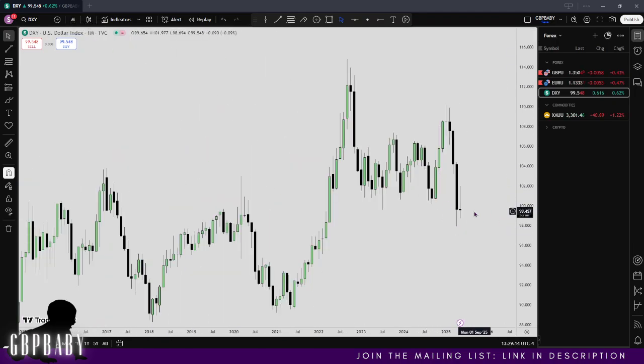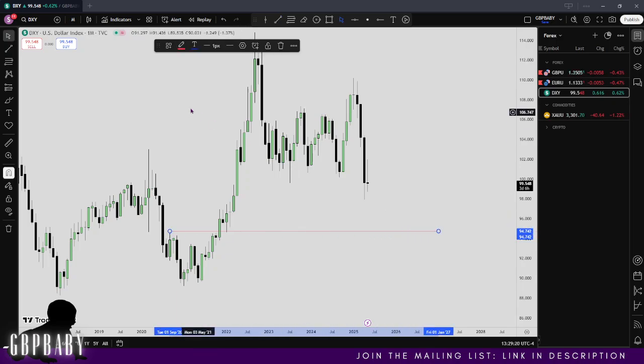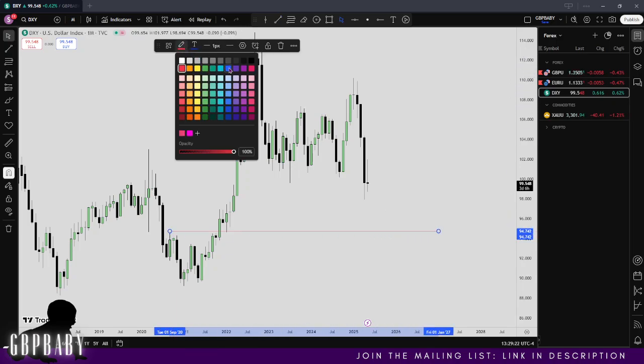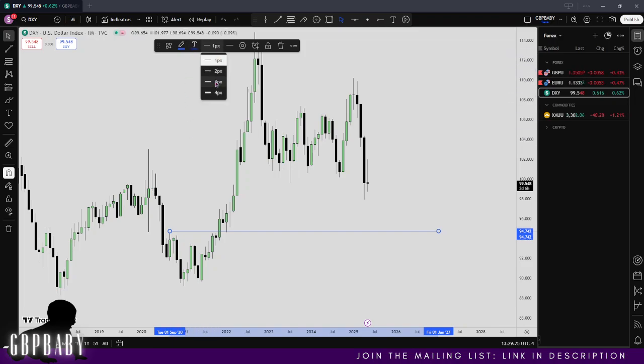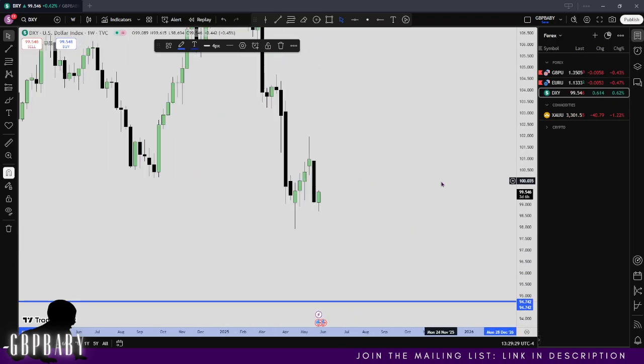We're going to start on the monthly on dollar, and mainly what I have my eyes set on, generally speaking, is this consolidation down here. I'm looking for dollar to eventually reach down into this range. So my draw on liquidity on the high time frame is definitely down here. And then if we drop down to the weekly, you can see that price has already started off quite interestingly.